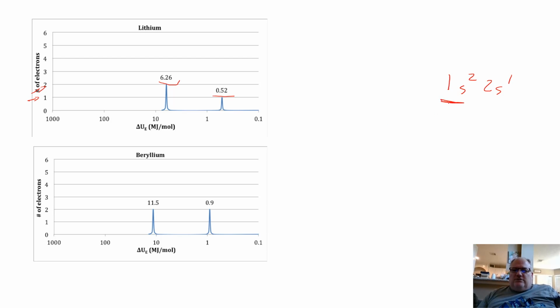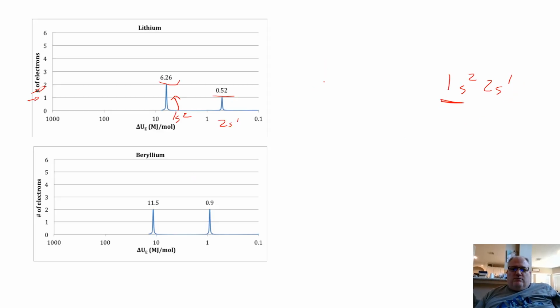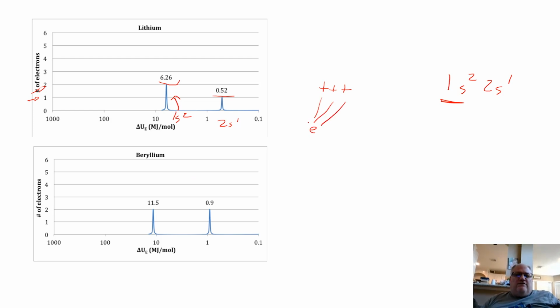And that corresponds rather nicely to this. The 2 electrons that are in the 1s would be right here. And the 1 electron that's in the 2s would be right here. And if you compare it back to the previous slide, you see how it was 1.31 and 2.37, but as you start adding more and more protons to the nucleus, each of the outermost electrons is going to feel a greater pull, a greater effective nuclear charge, and that's why it's going to be pulled in a little more tightly.